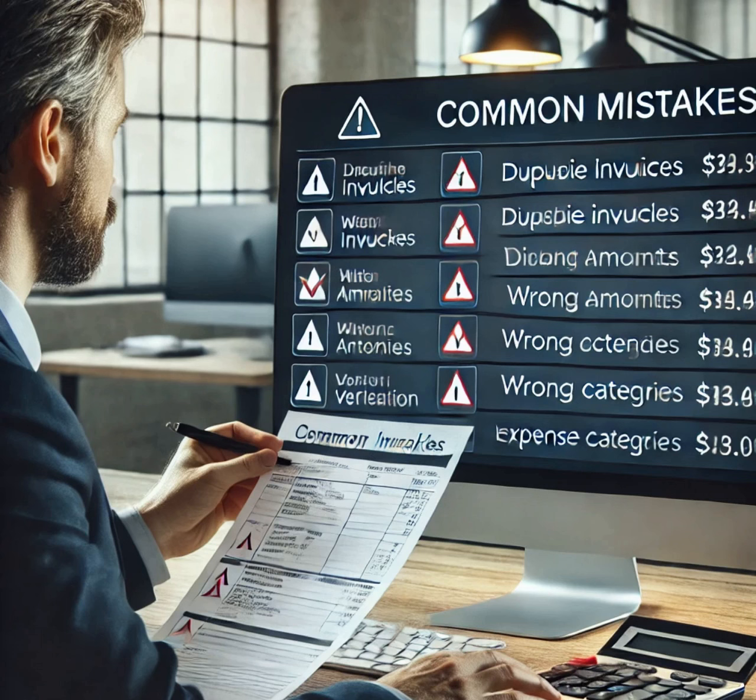Degree 3, common invoice recording mistakes and how to avoid them. 1. Wrong account categorization: recording an invoice under the wrong expense account leads to financial reporting errors. To fix it, always double-check the correct category before saving.